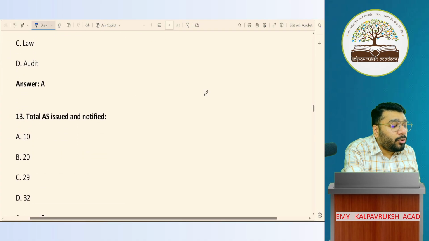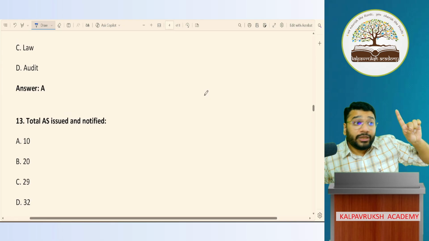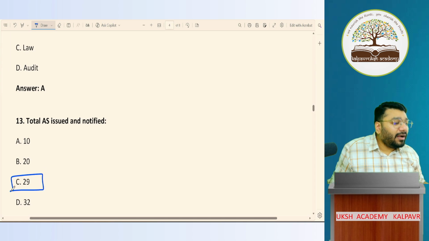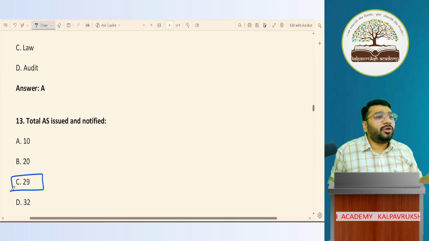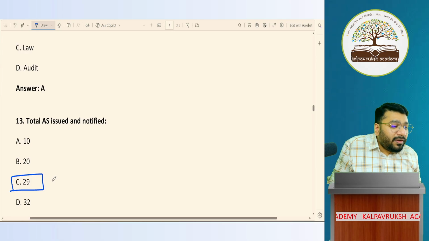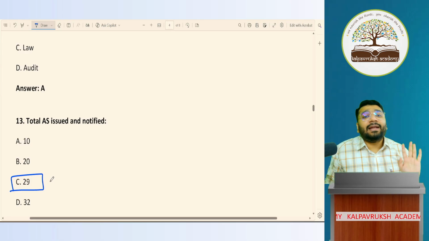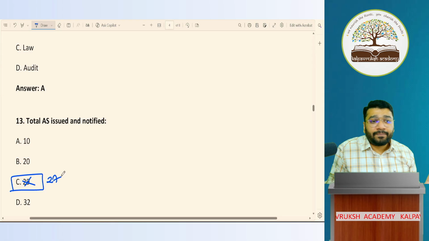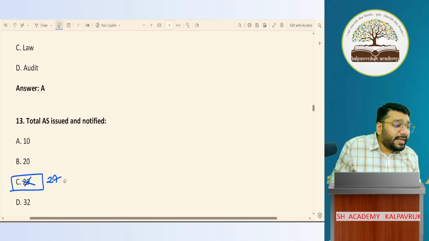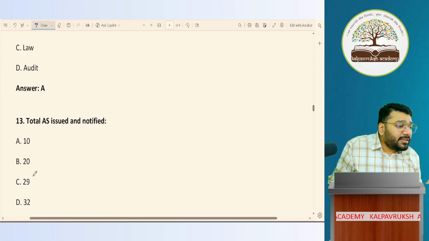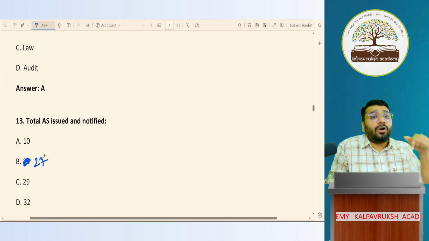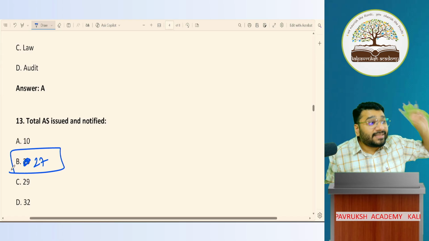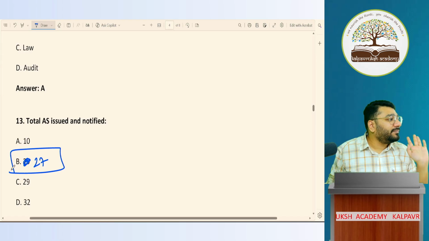Total AS issued and notified so far. How much is it? 29 accounting standards. Got it, not got it. In that, 2 are deleted. So if 27 is given, what will you select? 27 you will select. If 29 is not given here, then what will you select? 27 you will select. Sir, if they give both 29 and 27, what will you select? 27 you will select, because it is issued and notified as 27 as on today. Got it, not got it.